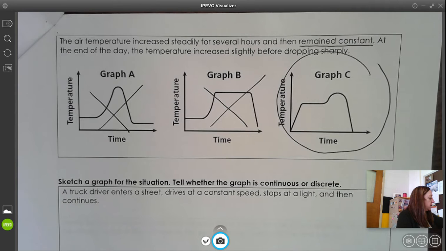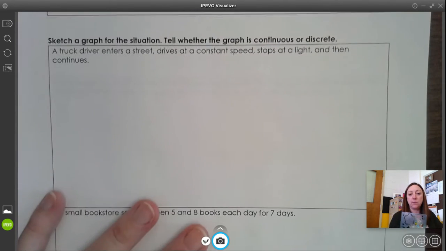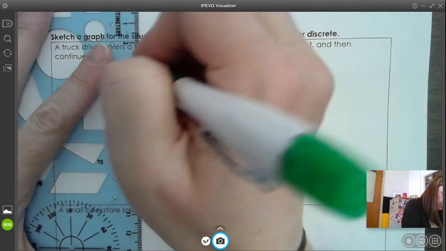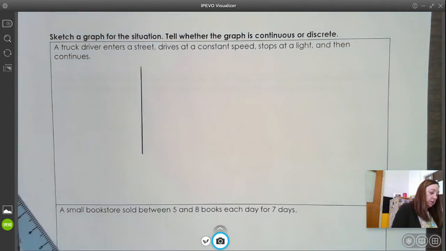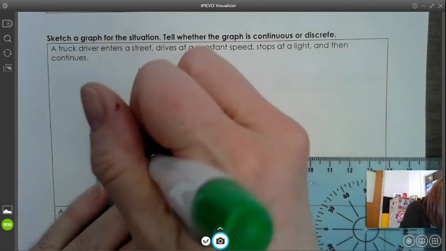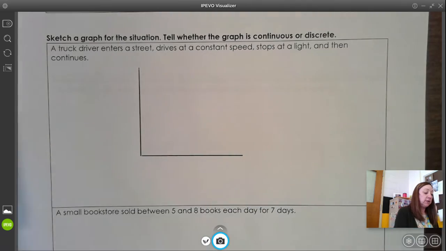Okay, so in the next part, we are sketching a graph for the situation. If you could, when you do this, try to use a straight edge. That would be really helpful. If you decide to use DocHub, there is a straight line tool that you can use in there also. Everything that we're going to be graphing today is going to be positive values. So all of our graphs are going to be in the first quadrant.